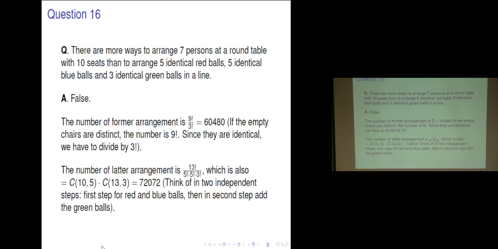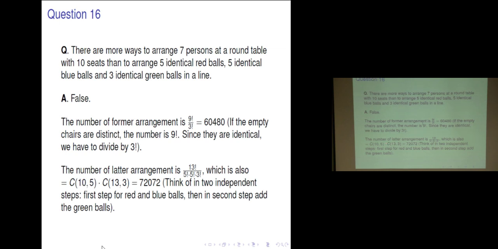Or you can think of the arrangement as done in 2 steps. In the first step, you arrange the red balls and the blue balls. It's like you have a string of 0s and 1s, and the total length is 10. Among the 10, there are 5 1s. Then after that, you can shuffle in the green balls. So for each arrangement of this, you shuffle in the 3 balls.